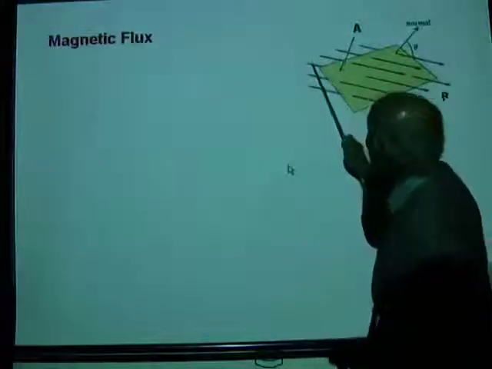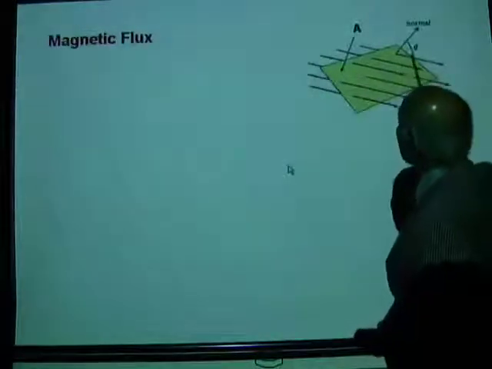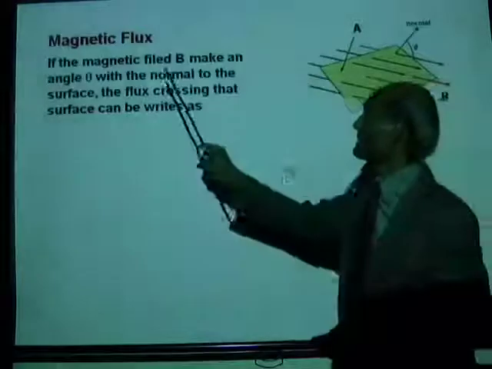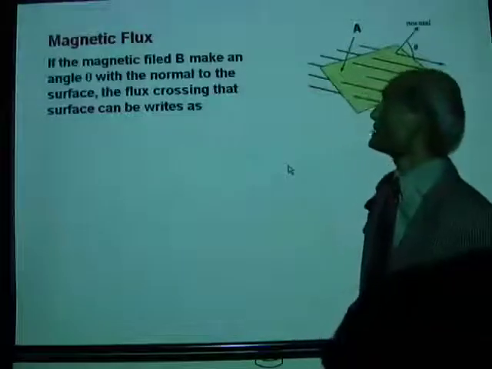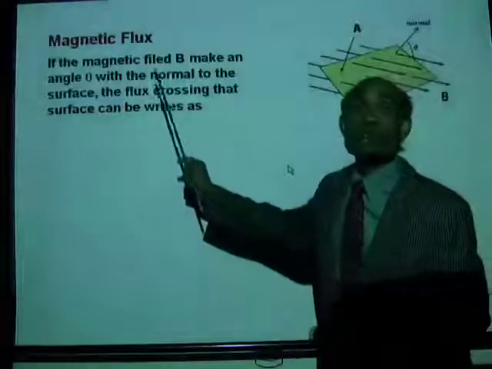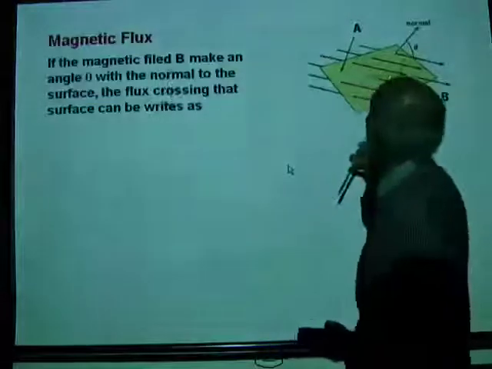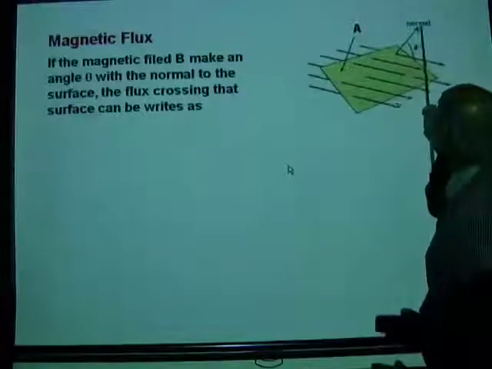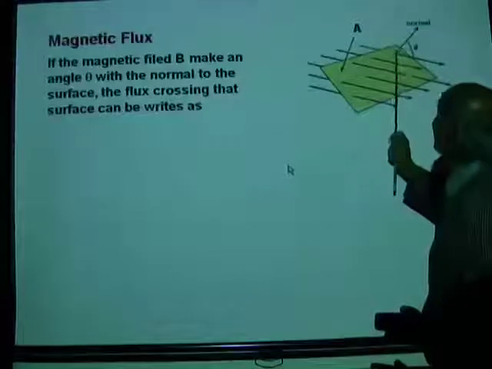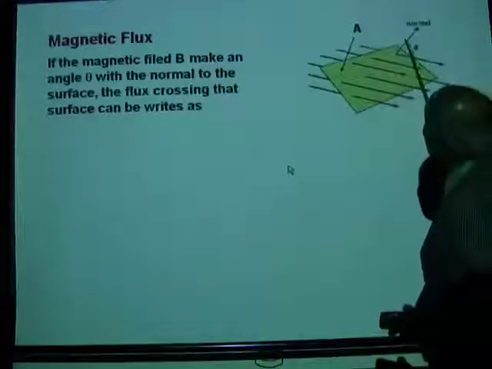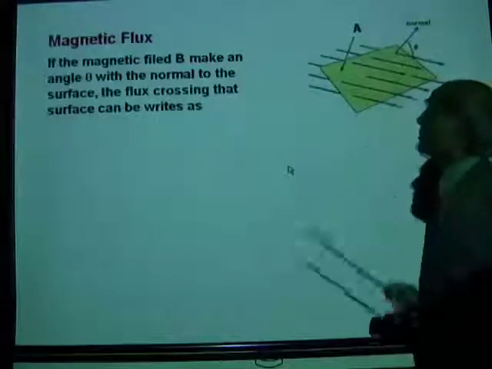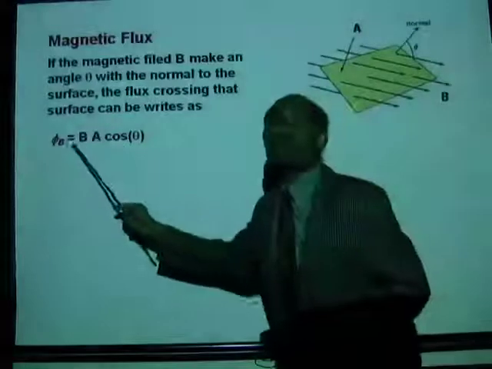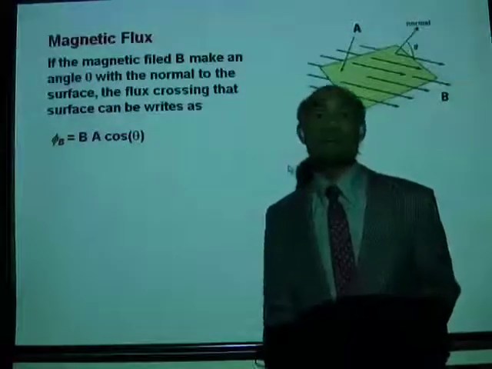Well, what happens if the magnetic flux makes an angle with the surface? If the magnetic field B makes an angle theta with the normal to the surface. If you draw a normal to the surface, and if the magnetic field is at an angle to that normal, then phi B will be BA cos theta.